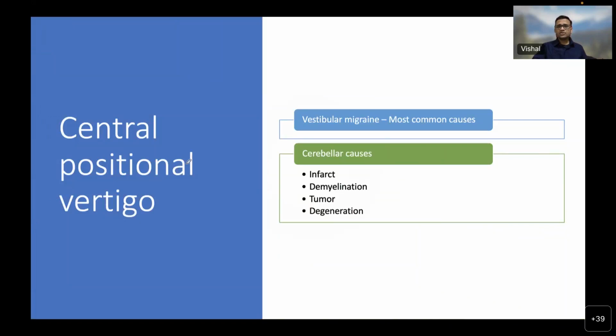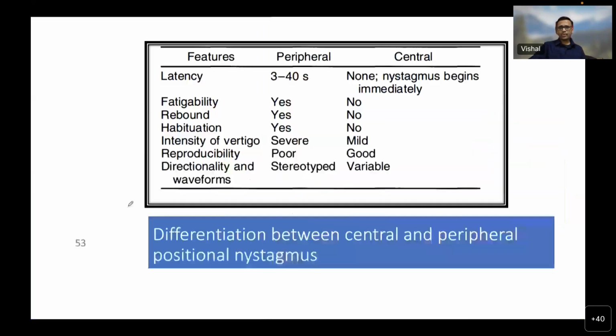So what are the different causes of central positional vertigo? One most common is vestibular migraine. Other causes are not only cerebellar, but even brainstem causes: infarctions, demyelination, tumors, degeneration can lead to central positional vertigo.